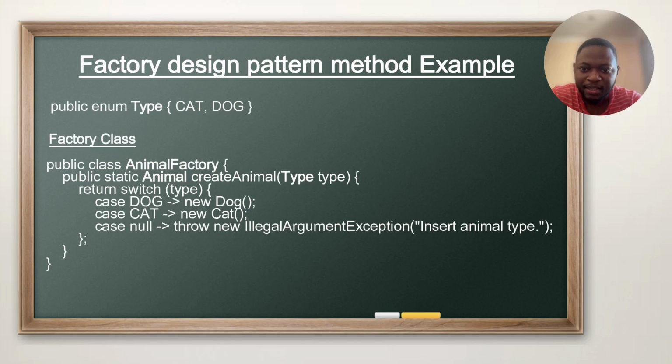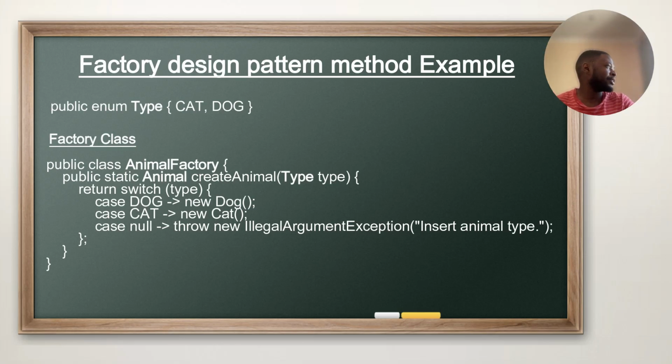So this factory class has a static method, which is createAnimal. We take in the animal type. If the type is dog, we return the dog object, and if the type is cat, we return the cat object. If we don't pass anything in as an argument, we throw an exception that says the user should insert the animal type, because we need an animal value to be able to create the animal.